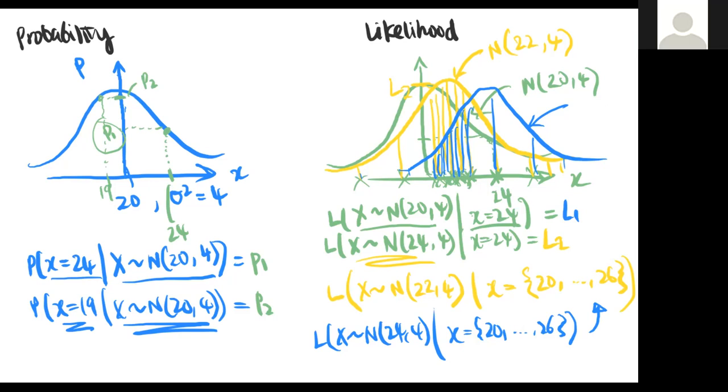All right. And is it correct to say, based on the examples you gave, it seems like variance has more to do with probability and likelihood has more to do with mean?